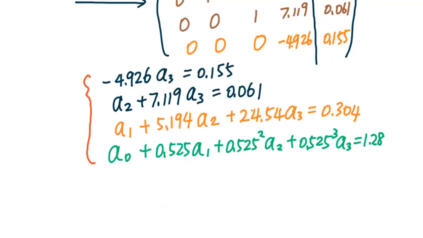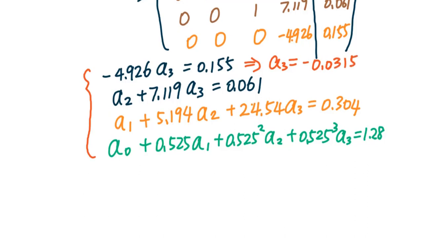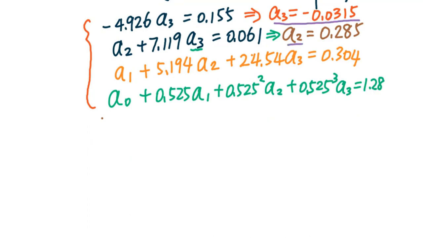From the first equation, we can figure out A3 equals negative 0.0315. Substitute A3 equals negative 0.0315. We can figure out A2 equals 0.285. We already figured out A3, A2. Now let's go to A1.